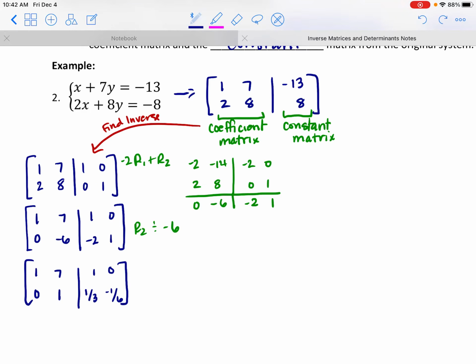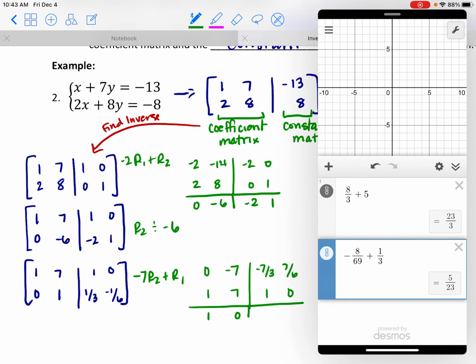Okay? Last step is to get a 1 here. So I'm going to do negative 7 times row 2 and add that to row 1 to change row 1. I'm going to add a multiple of row 2 to row 1 to get that 0. So negative 7 times row 2 is going to be 0, negative 7. Negative 7 times a third is going to be negative 7/3. Negative 7 times negative 1 over 6 is going to be positive 7 over 6. And I'm adding that to row 1, which is 1, 7, 1, and 0, in order to get my new row 1, which is 1, 0, negative 4/3, and 7 over 6.